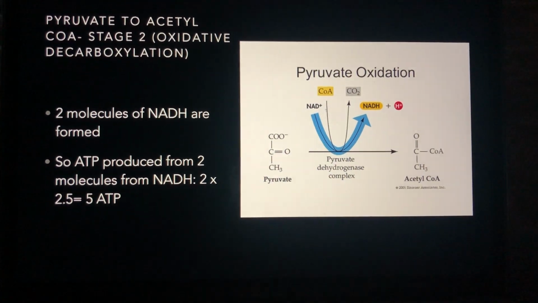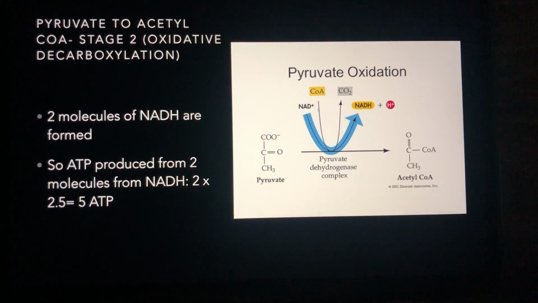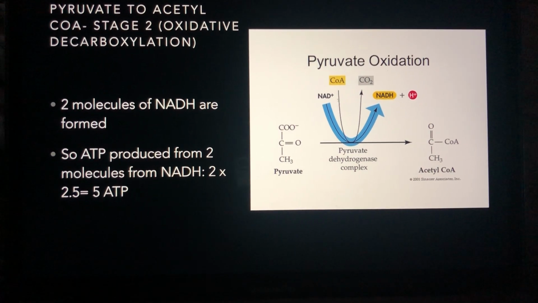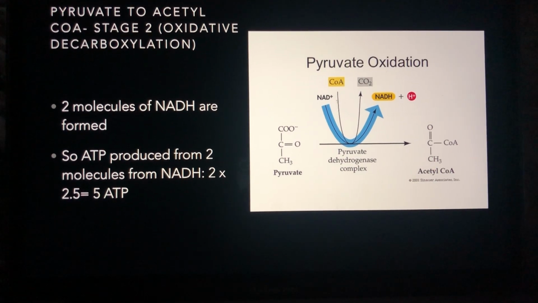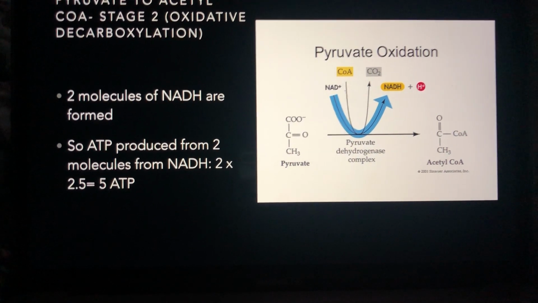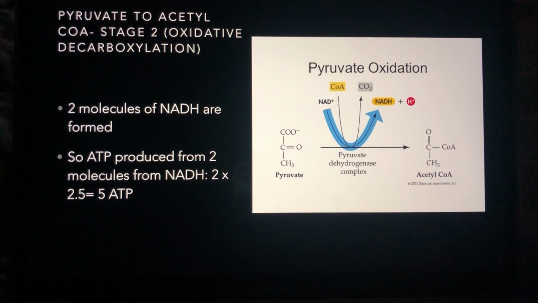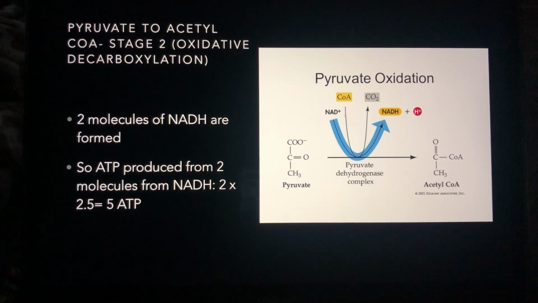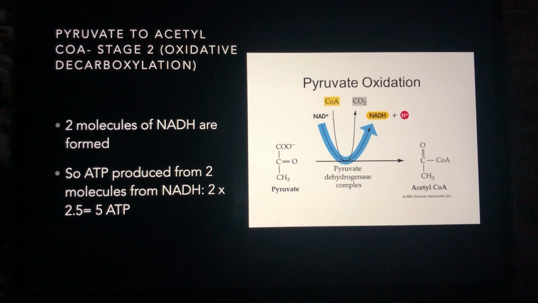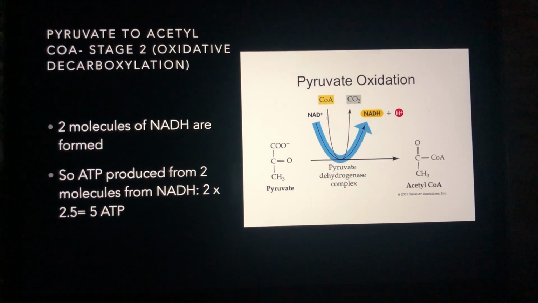And so stage 2 is oxidative decarboxylation, or going from our pyruvate to acetyl-CoA. On the right, I just put a diagram. We talked about this, I think it was last week, going from that pyruvate to acetyl-CoA. In this, our 2 molecules of NADH would be formed, and that's about it. The ATP produced from those 2 molecules of NADH, we would take 2 times 2.5, which would give us a whole 5 ATP.